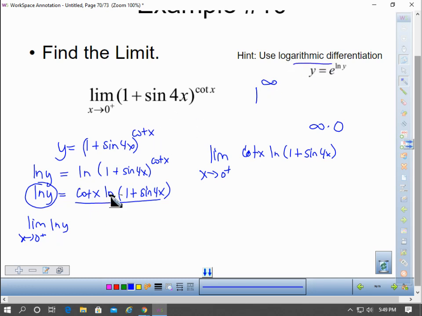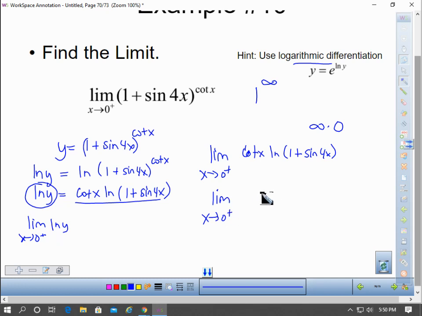Now that didn't help much, because at first it looks like we have 1 times infinity, since this is the same cotangent expression, but we don't have 1 times infinity. We have infinity times the ln of 1, and the ln of 1 is 0. So now we've got the indeterminate product. To fix it, we have to put it into a fraction. I can easily do that by rewriting cotangent.